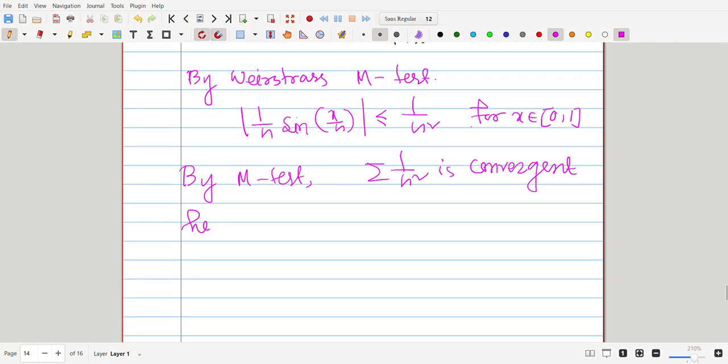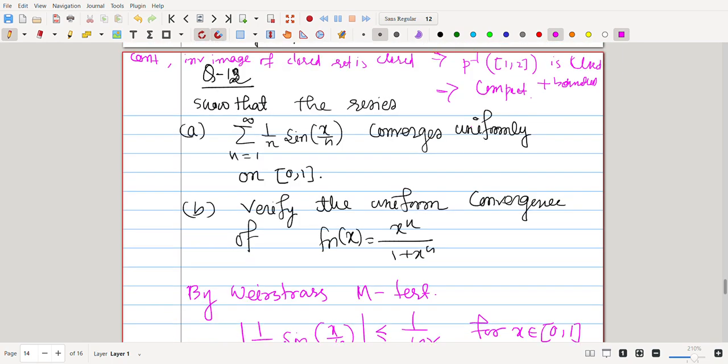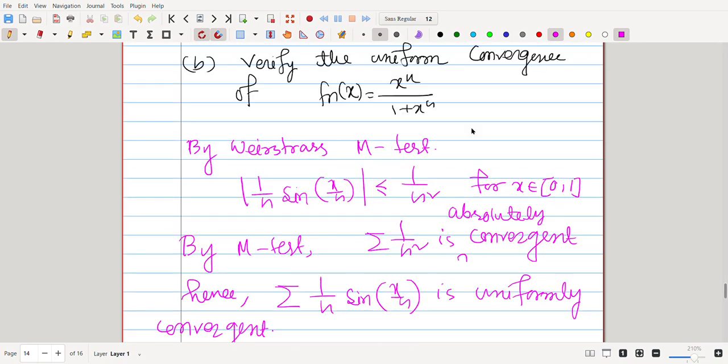hence summation 1 by n sin x by n converges absolutely and is uniformly convergent. Uniformly convergent on 0 1.